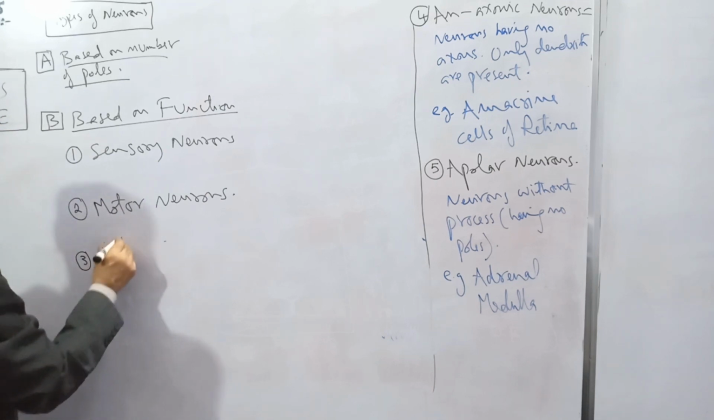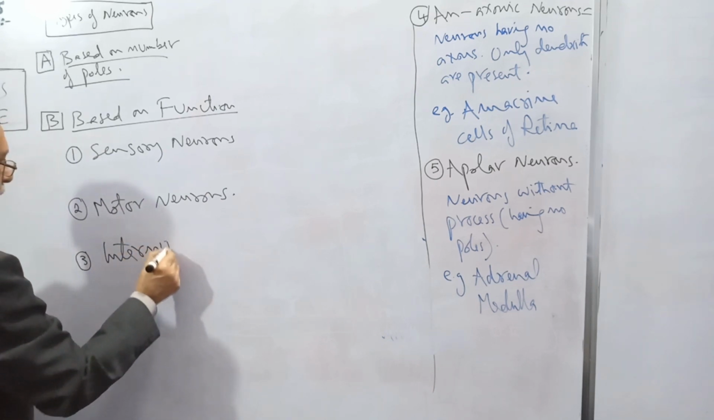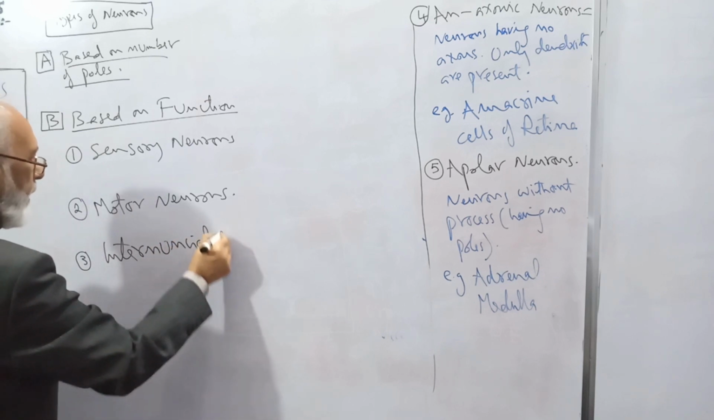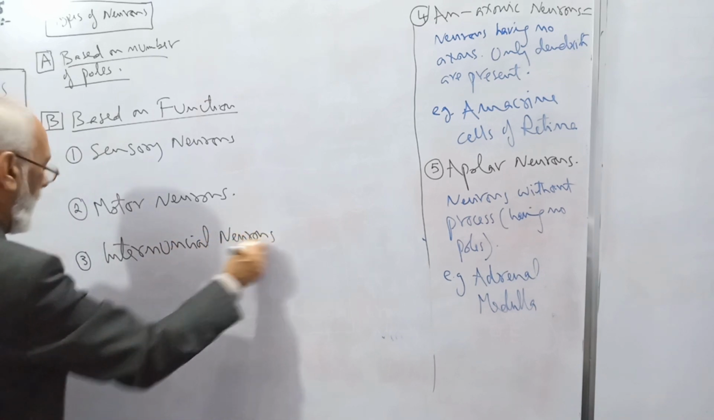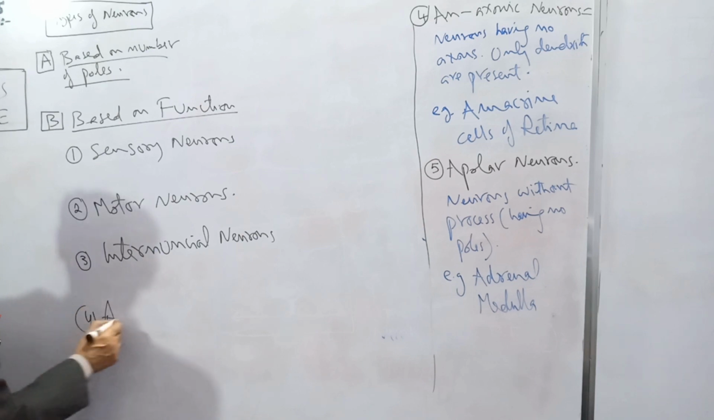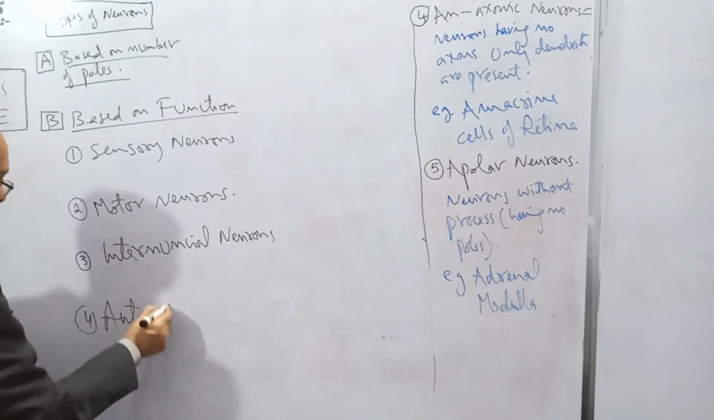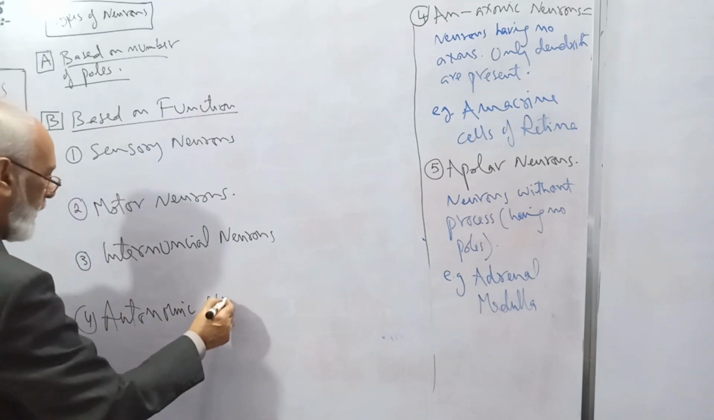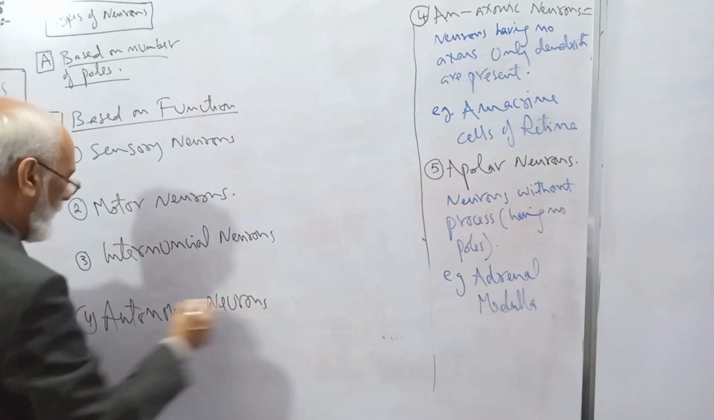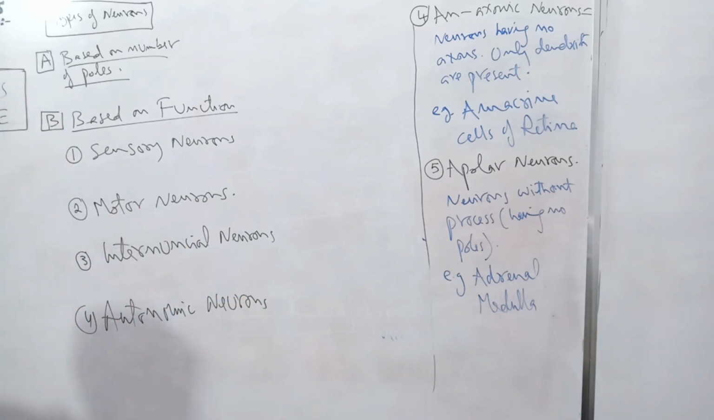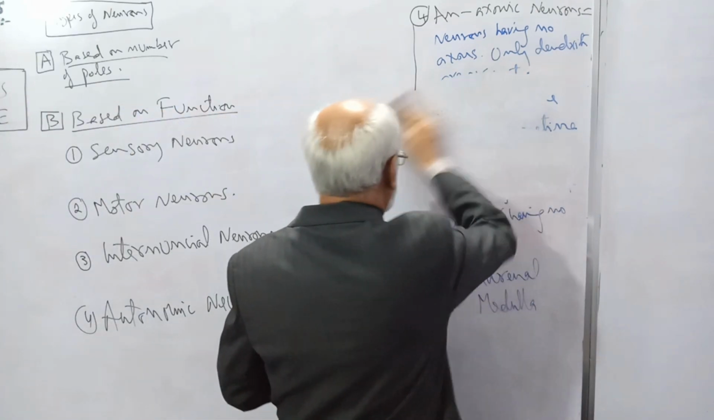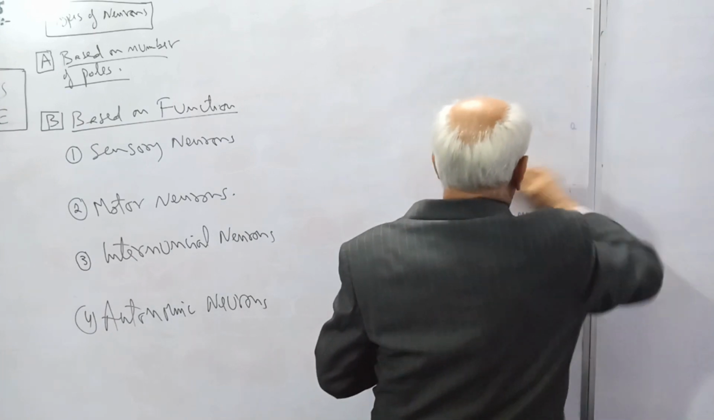Number 3, internuncial neurons. And number 4, autonomic neurons. Based on function, and their names indicate, sensory neurons, motor neurons, internuncial neurons, autonomic neurons. For example, I will give an example of spinal cord.